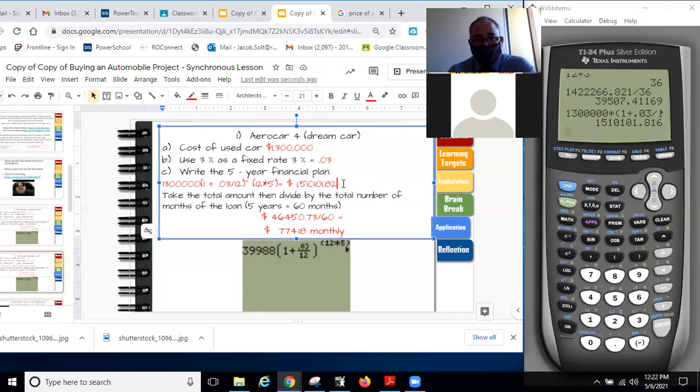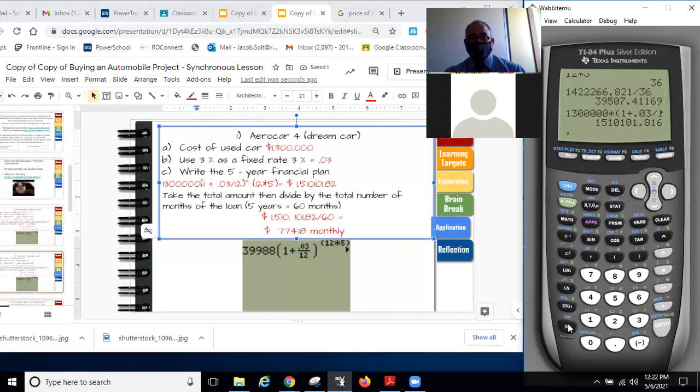That's what the Aero car 4 was going to cost me over that amount of time. All right, now I got to find the monthly payment. So I got to put in my number in here. That's 1.5 million, 510,101.82. I want to divide that by 60. Why 60? Because this is the 5-year plan.